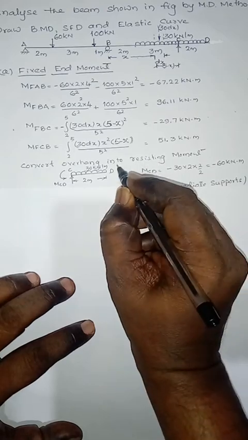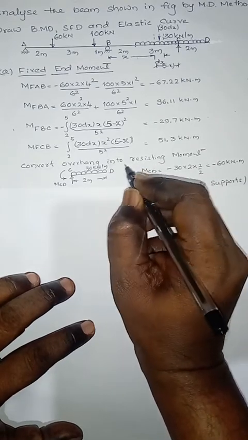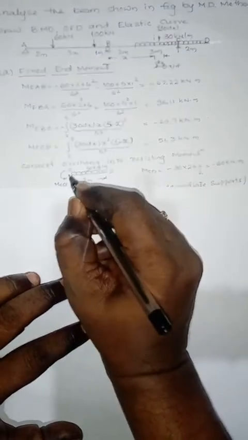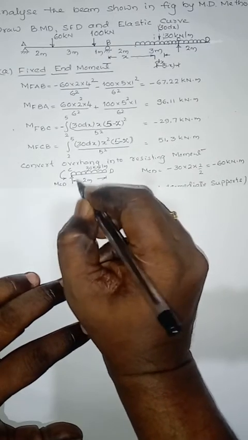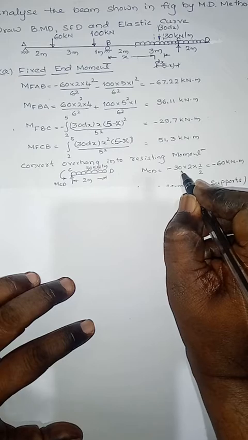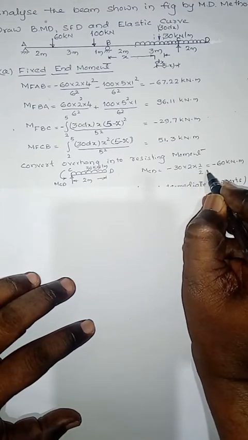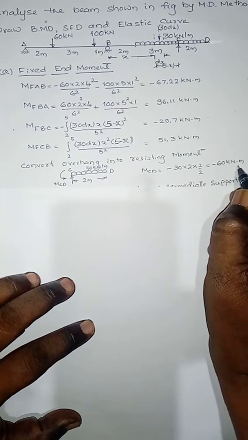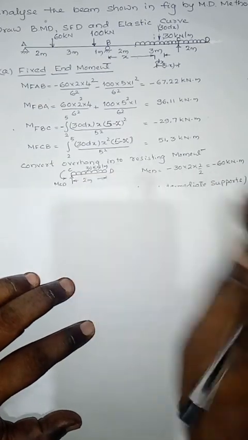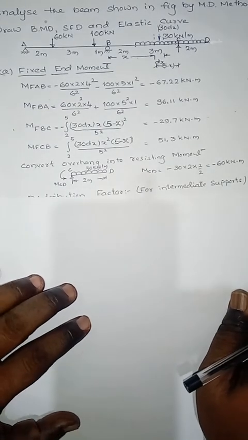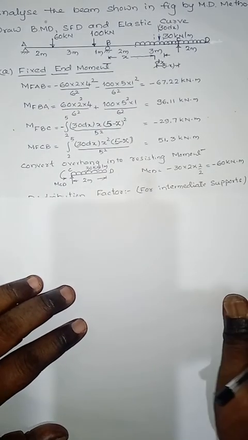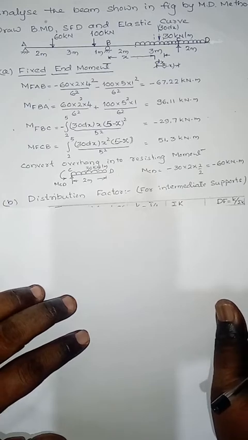The actual moment is clockwise, but we want the resisting or opposing moment, hence MCD equals minus 30 into 2 into, which is acting at half of the distance from either end, that one is minus 60 kilonewton meter, that is anti-clockwise. MCD equals anti-clockwise. The next step is to calculate the distribution factor.